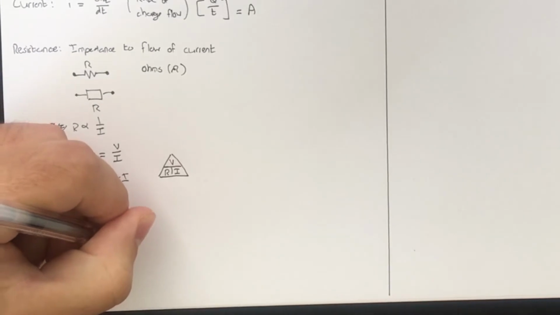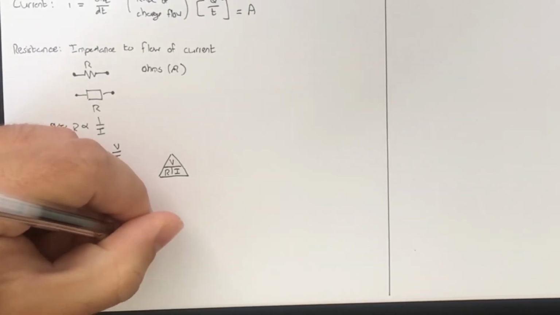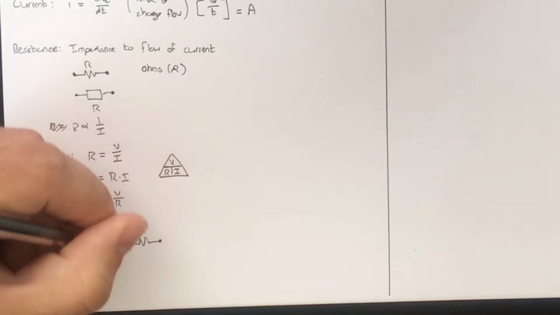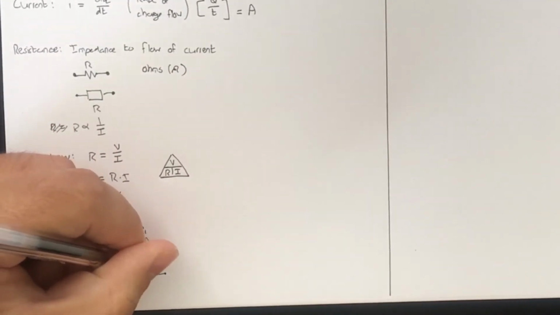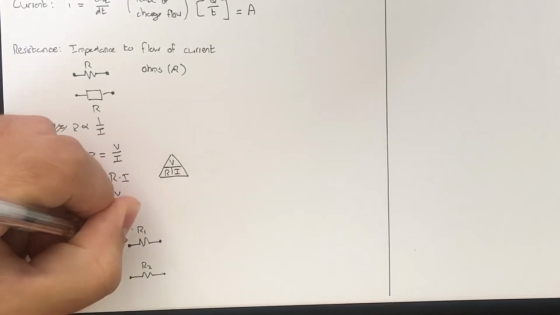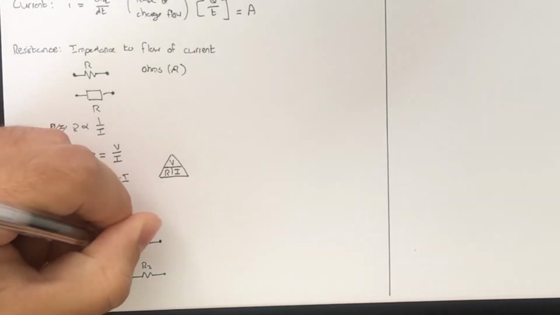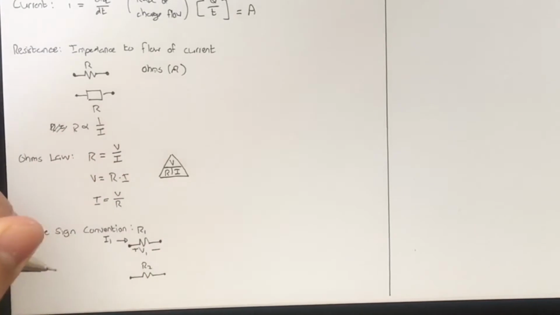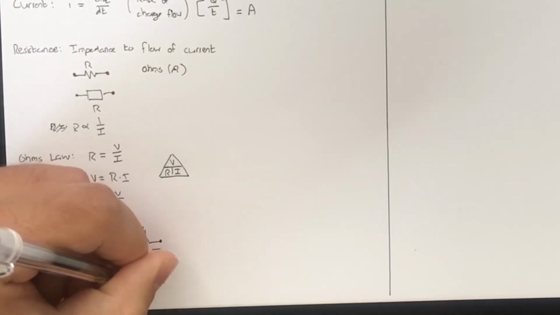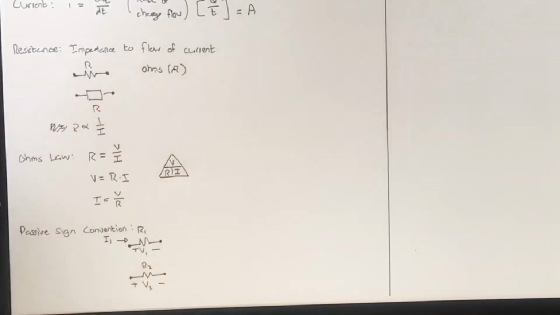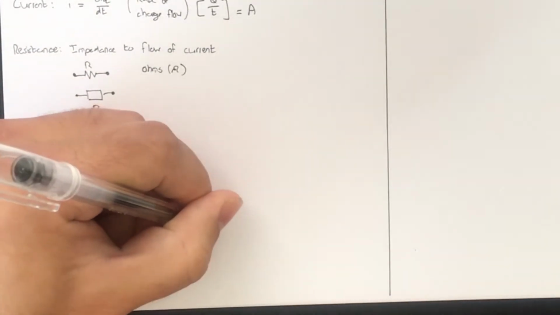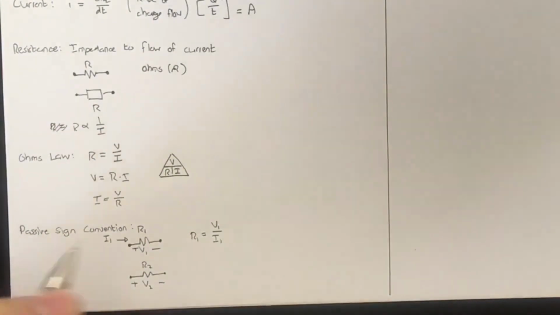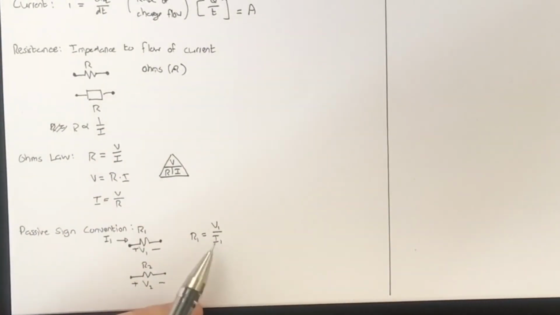So let's define this resistor R1 and another resistor R2. If we define a current I1 flowing into the positive terminal of V1, then we can use Ohm's law to calculate any one of these variables, given that we have the other two, simply like that.